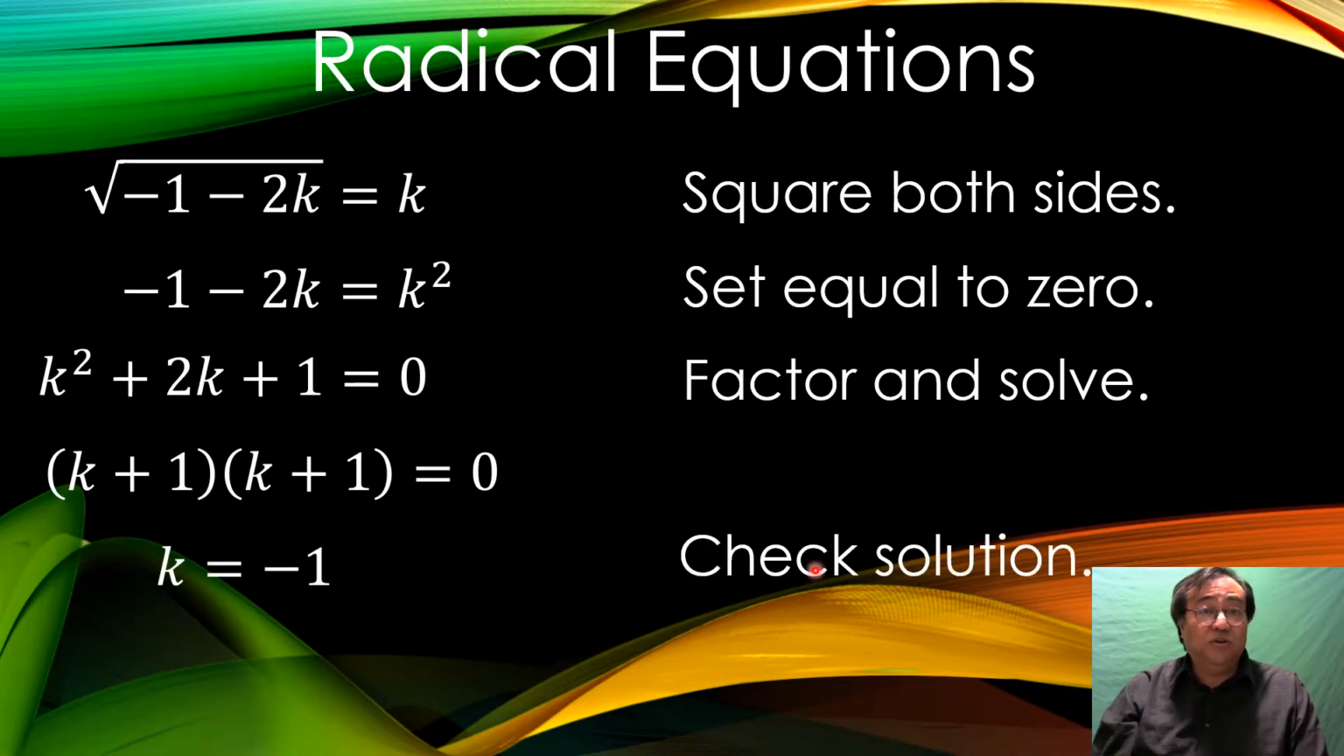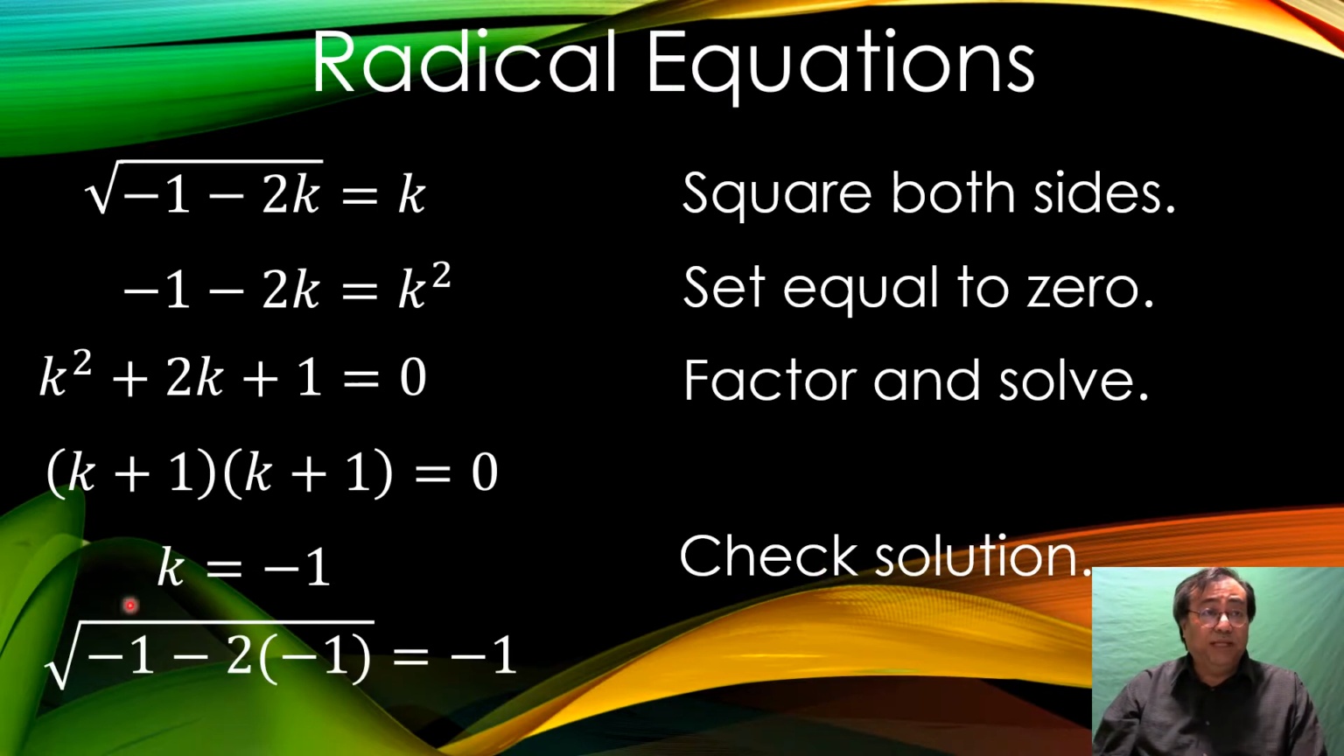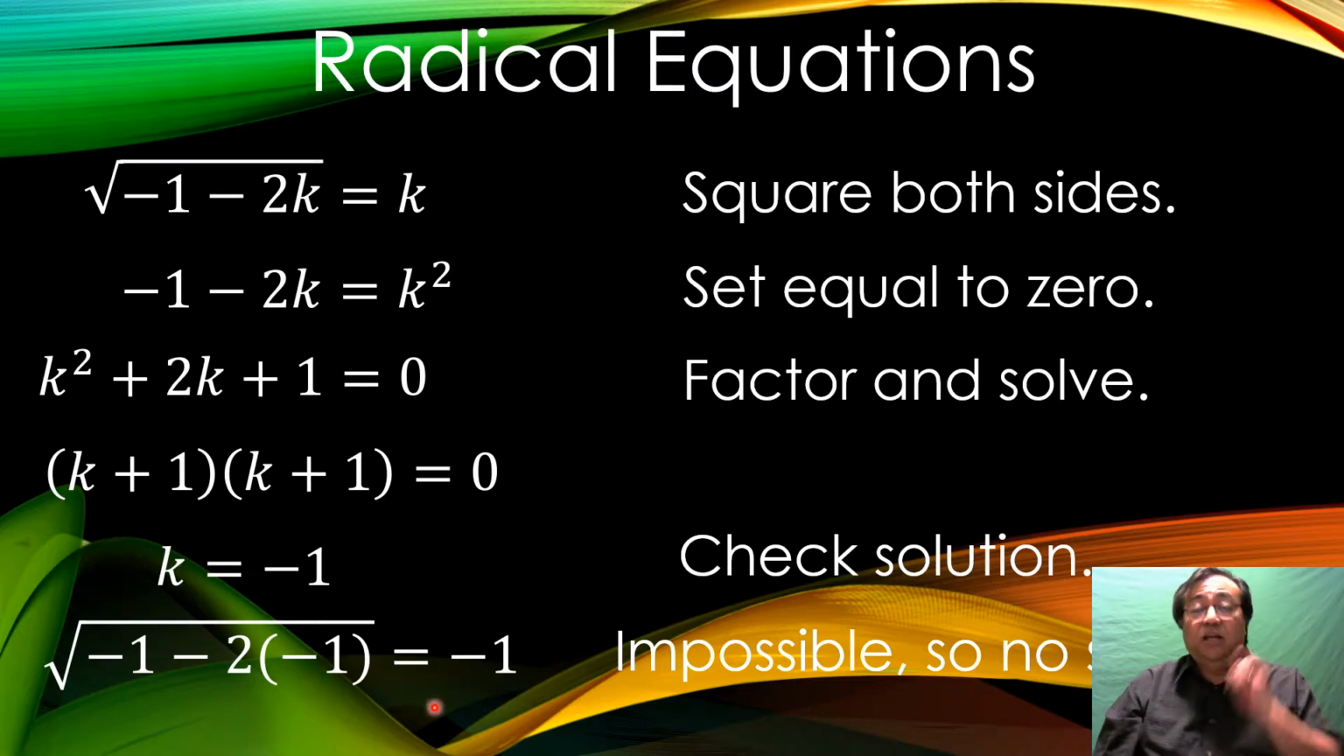Check your solution. We're going to plug it in. That's negative 1 minus 2, with k being negative 1 on both sides. Well, look at that. I have a square root equal to a negative number. That doesn't work. A square root is not going to produce a negative number, so that's impossible. So here's the thing: k equals negative 1 was the only possible solution. If we have to reject the only possible solution, then there is no solution.